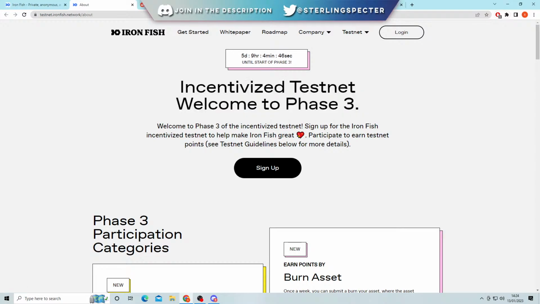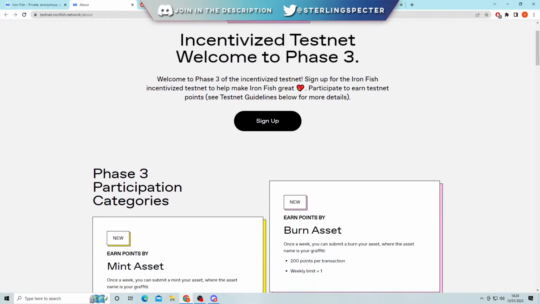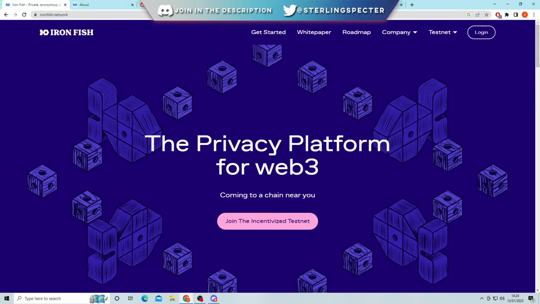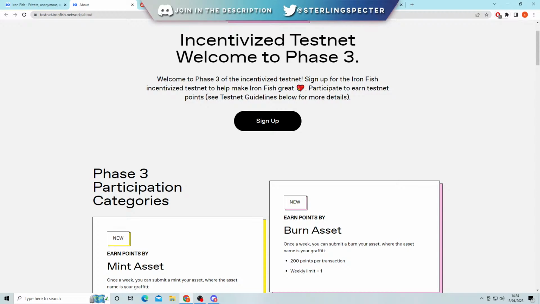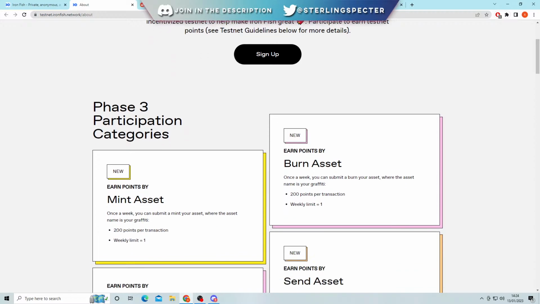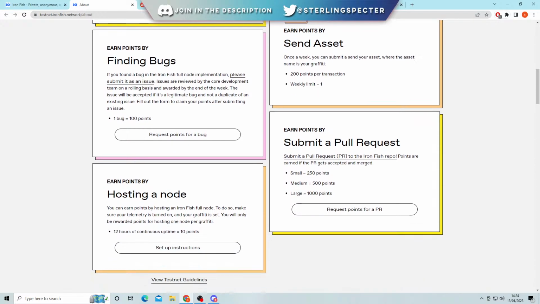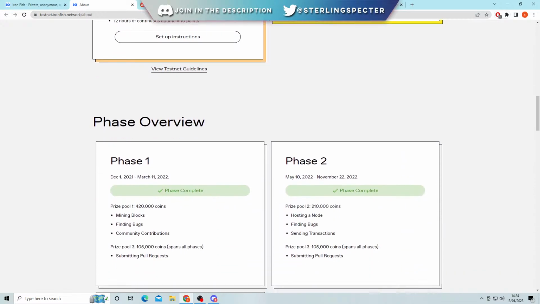So yeah, we're trying to get an interview with somebody from Ironfish. I've seen that a lot of people in countries that I wouldn't normally see using cryptocurrency mining are supporting this because it's a privacy platform. I'm not going to mention the countries because sometimes you get demonetized if you mention certain countries.